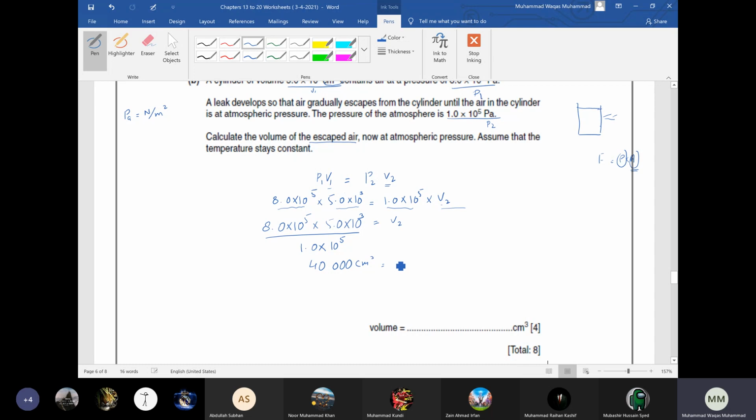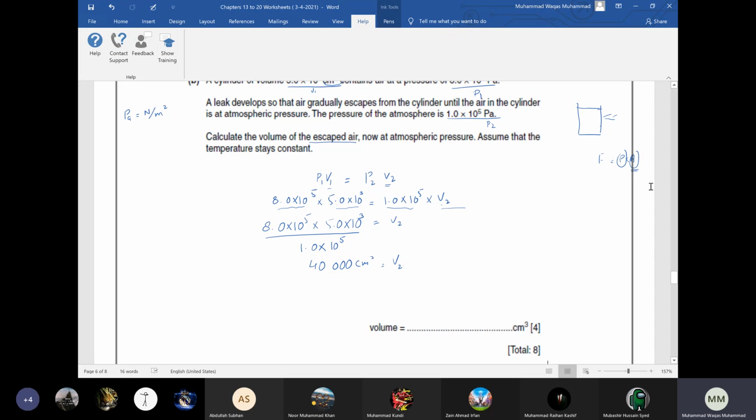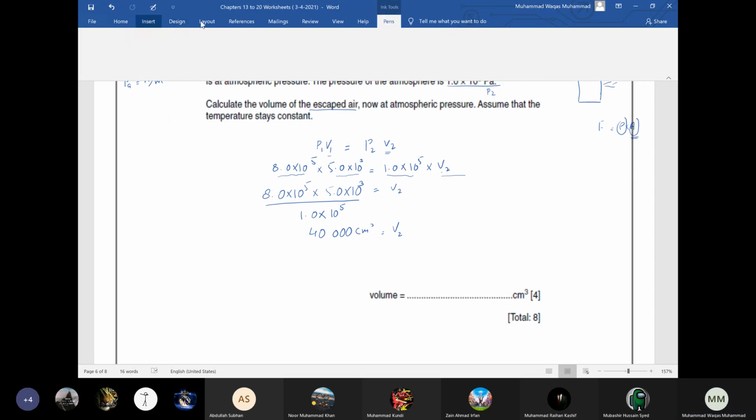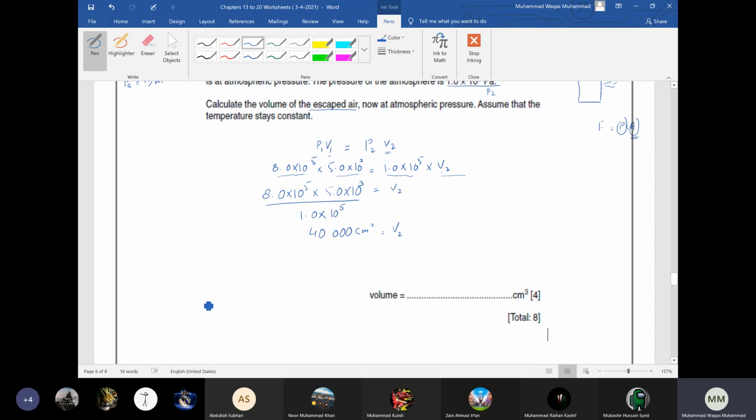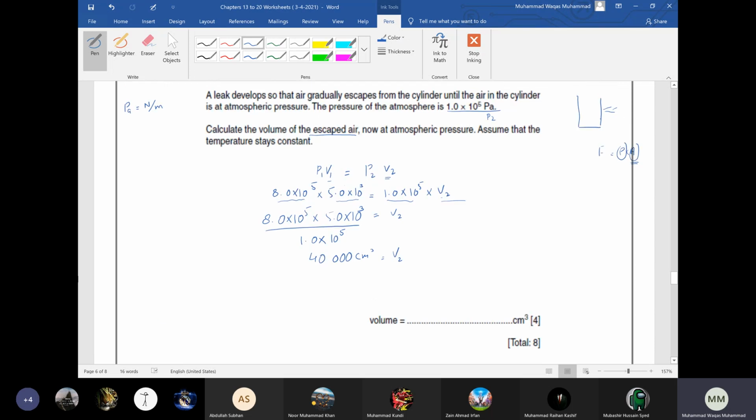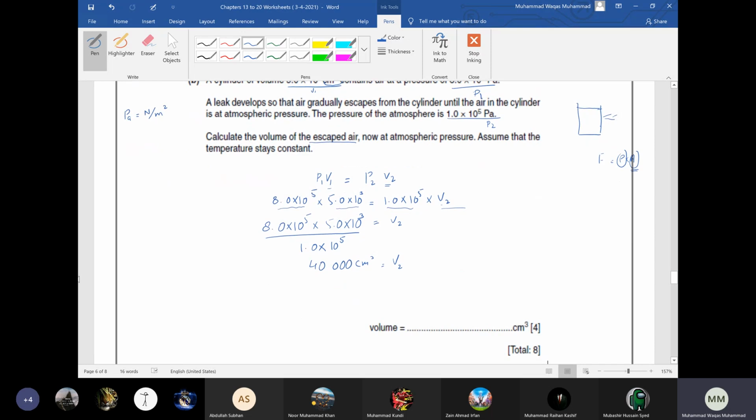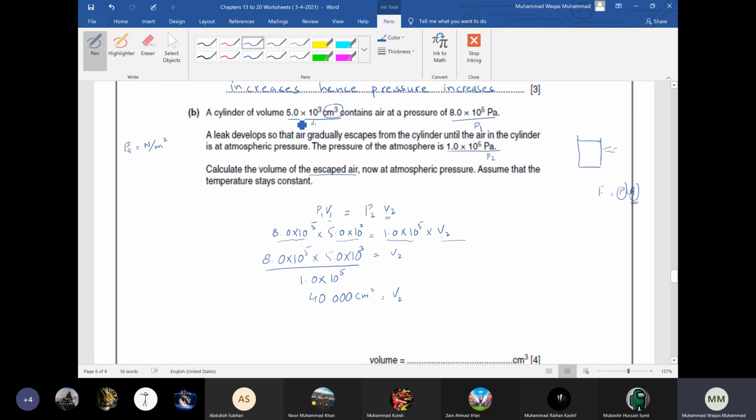Now understand, beta, V2 means, for the same mass of gas, we are talking about a certain fixed mass of gas. When its volume is 5.0 times 10 to the 3 cubic centimeter, the pressure is 8.0 times 10 to the power 5 Pascal. And now if the same mass of the gas has 40,000 cubic centimeter volume, its pressure is 1.0 times 10 to the power 5 Pascal, which is equal to atmospheric pressure. Clear or not?